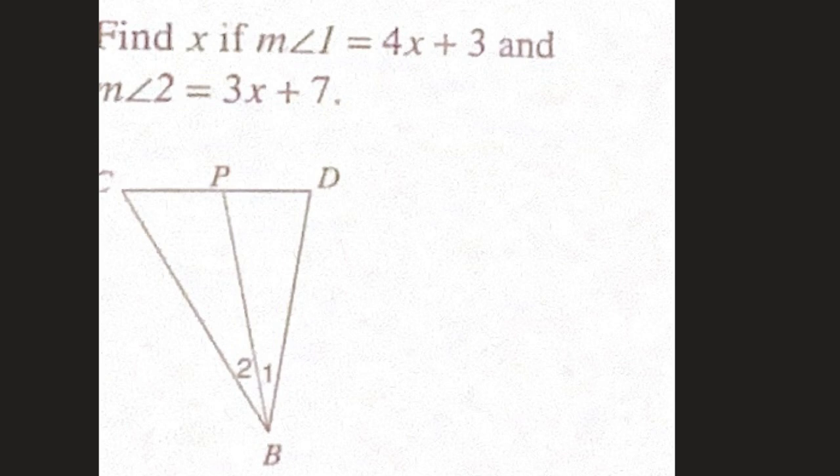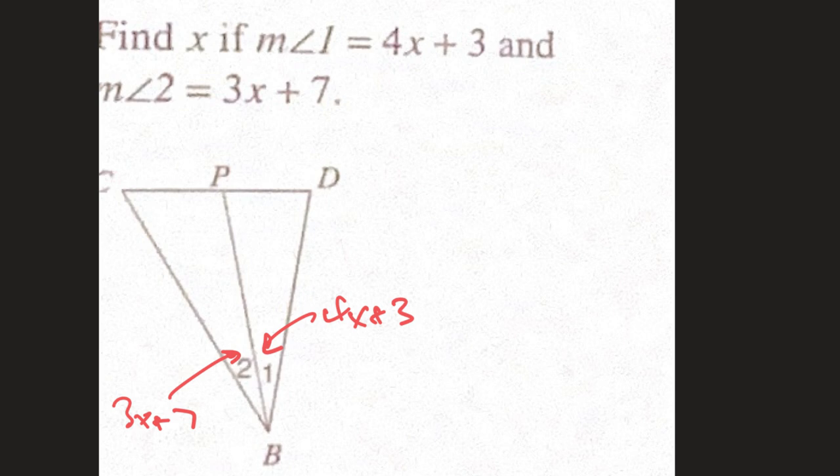All right, here we go. All right, let's roll back in a little algebra. Find x if the measure of angle 1 equals 4x plus 3, measure of angle 2 equals 3x plus 7. So the measure of angle 1 is 4x plus 3, measure of angle 2 is 3x plus 7.